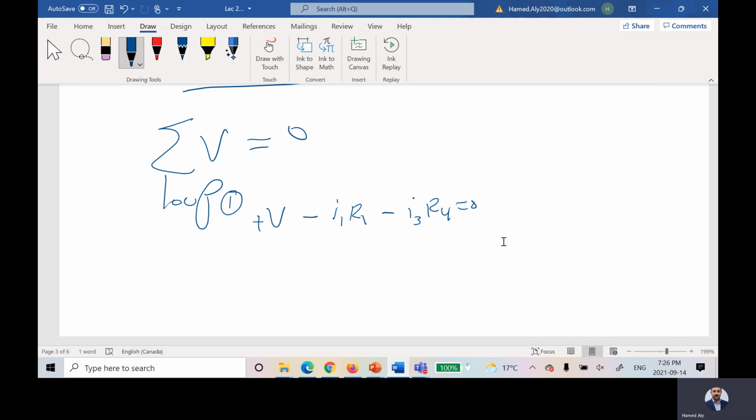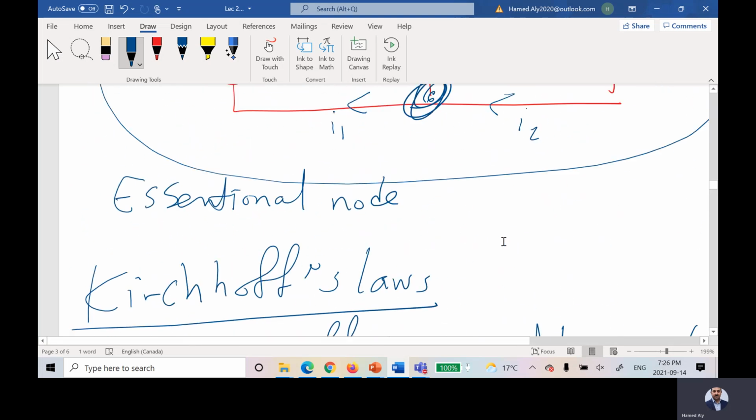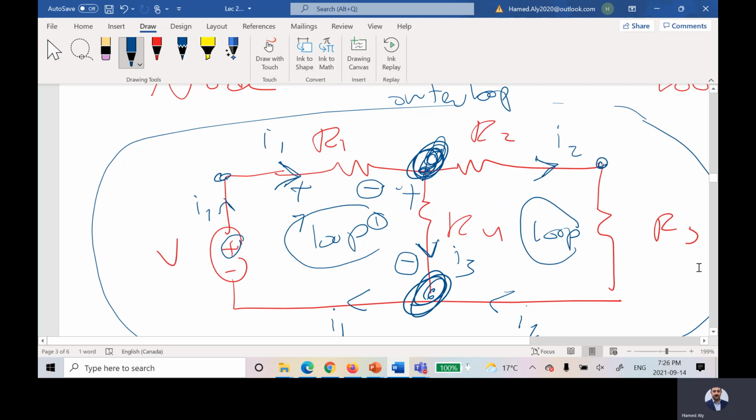Let us do the same for the second loop. So the second loop is this guy. I'm rotating here also clockwise or anti-clockwise. It doesn't matter. So let me put the signs. I have positive and I have negative. And I have positive for this and negative. Am I right, guys? And I have positive, negative because of the direction of the current.